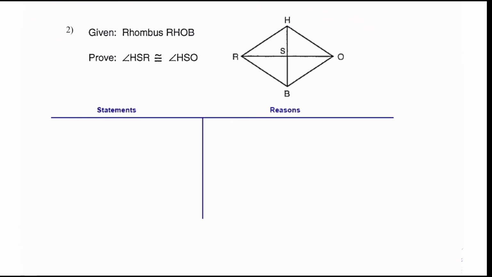Given rhombus RHOB. Given. Prove that angle HSR and angle HSO are congruent to each other. Okay, so keep in mind those angles that I have marked there are what we're after.